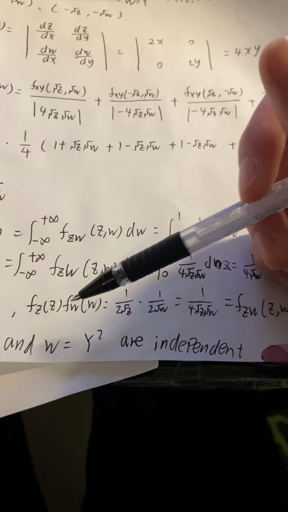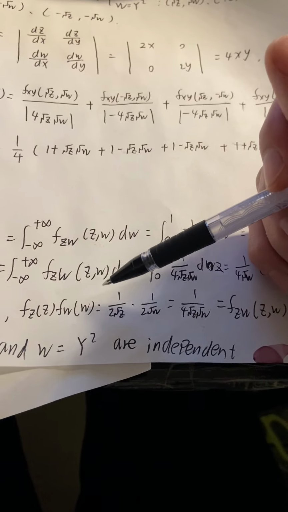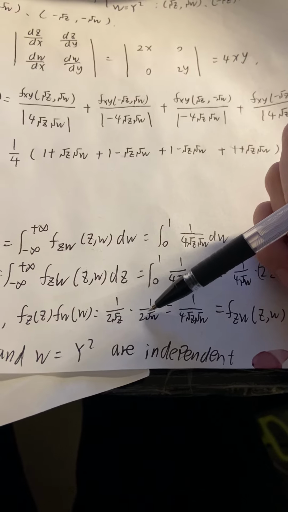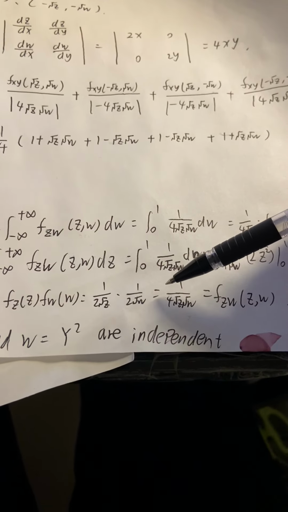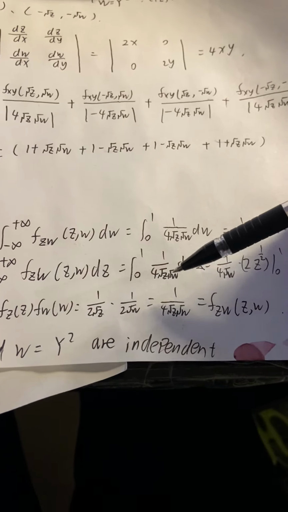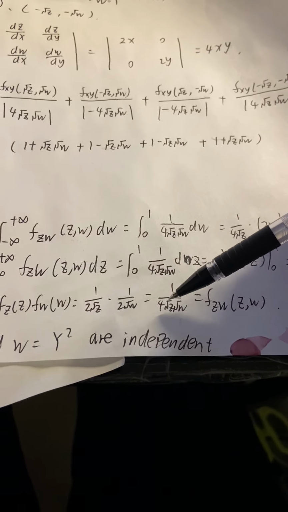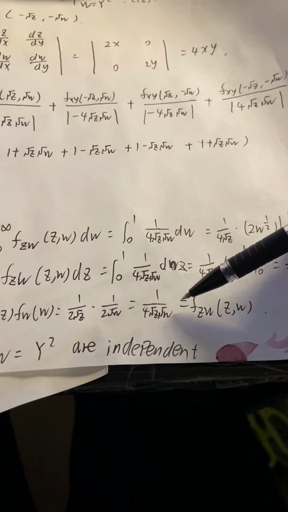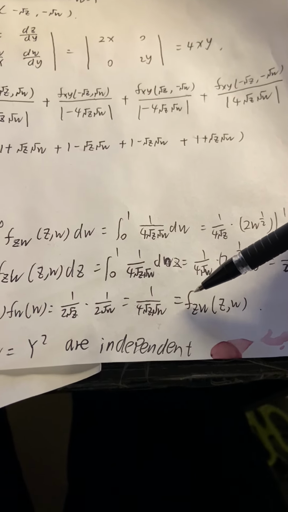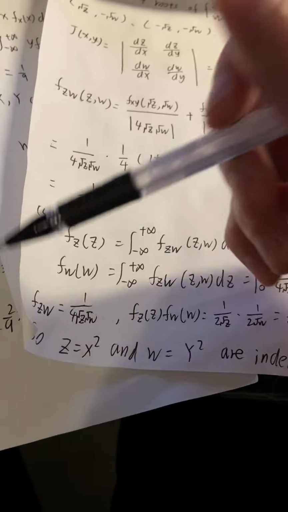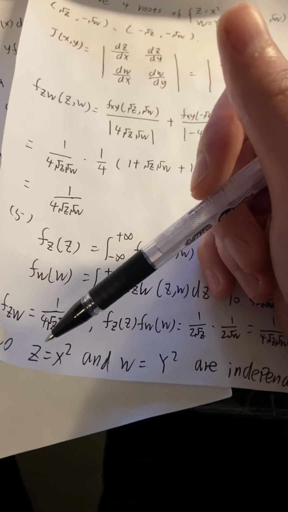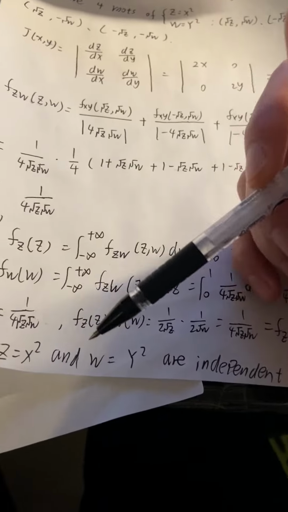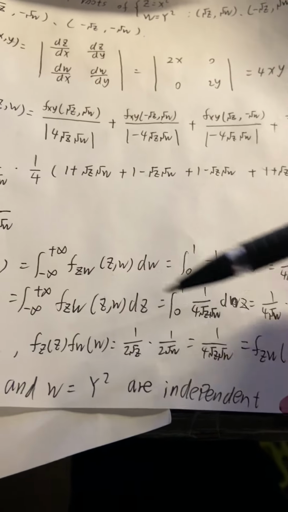So f_z times f_w is 1 over 2 times the square root of z times 1 over 2 times square root of w. So it is equal to 1 over 4 times the square root of z times square root of w, and it's equal to the joint density function of z, w. So z and w are independent, and x squared and y squared are independent.